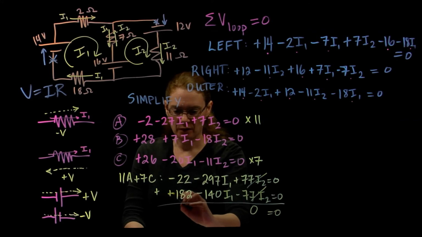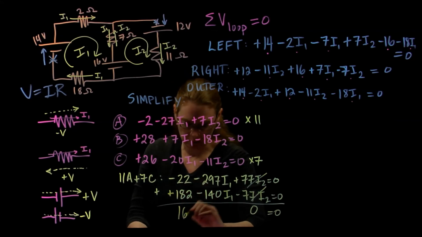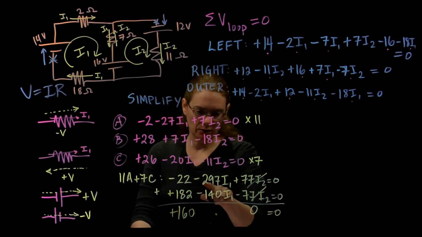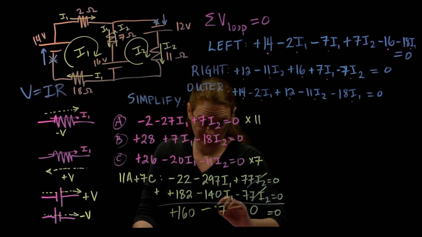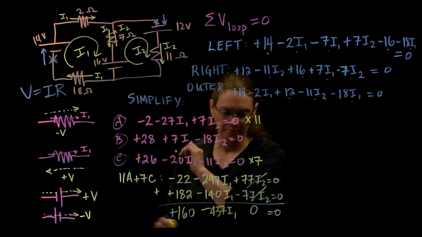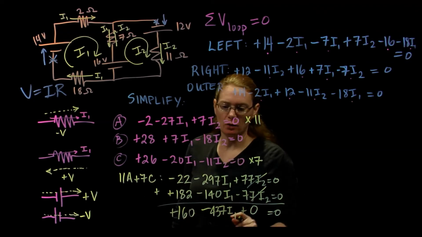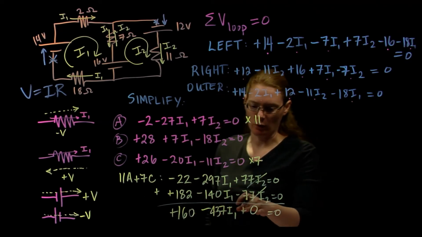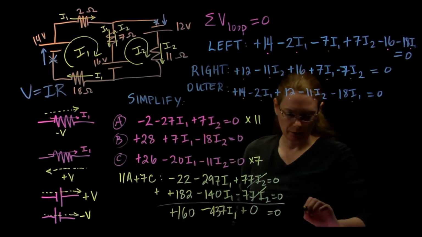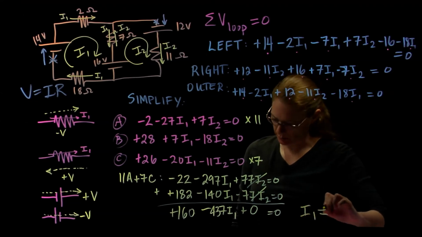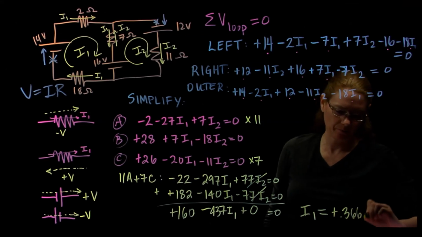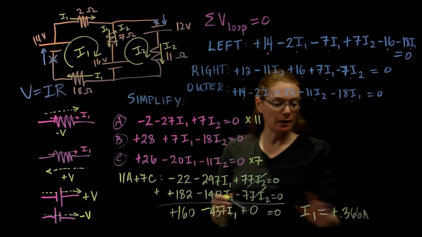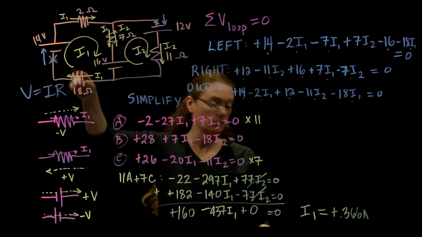182 minus 22 gives me 160. And then minus 297 minus 140, what, 437? Yeah, minus 437I1. Okay, so 160 minus 437I1 is going to equal 0. So if I do that, I get I1 equaling positive 0.366 amps.